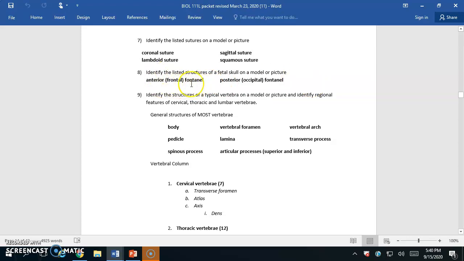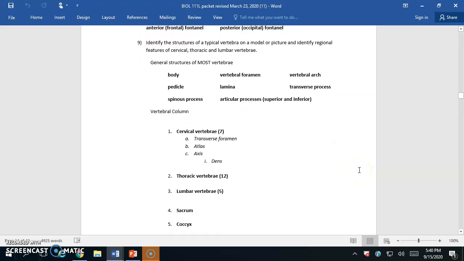So we do have little fetal skulls, pictures of those that you can find. There's a lot of fontanelles, but we just want you to know these 2 here. And again, you can call it an anterior fontanelle, if you remember that one, or if you want to call it a frontal fontanelle, you can do that. But you don't have to call it both.